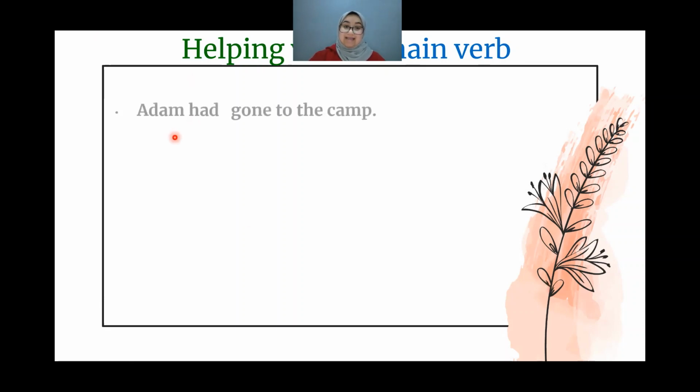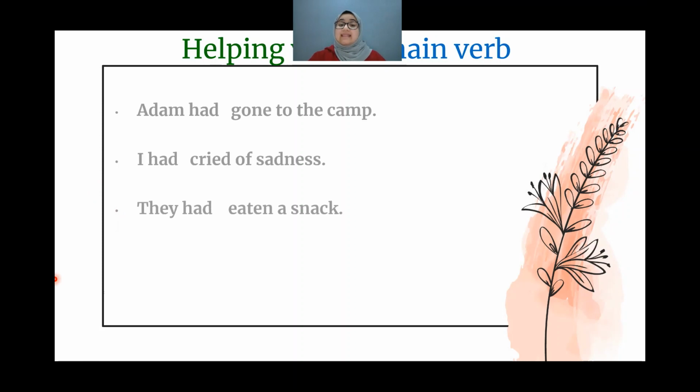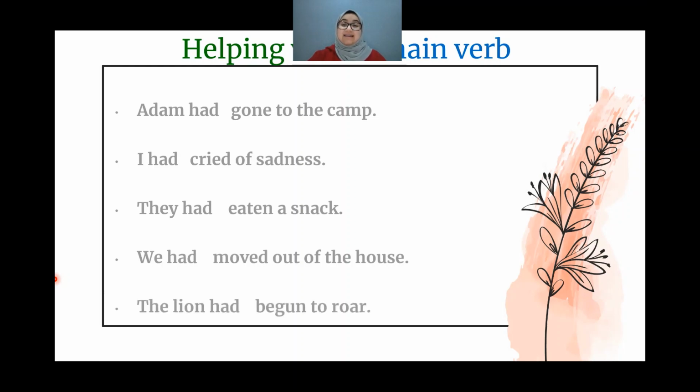Number 1, Adam had gone to the camp. Number 2, I had cried of sadness. Number 3, they had eaten a snack. Number 4, we had moved out of the house. And finally, the lion had begun to roar. I'm going to give you some time. Pause the video and answer.